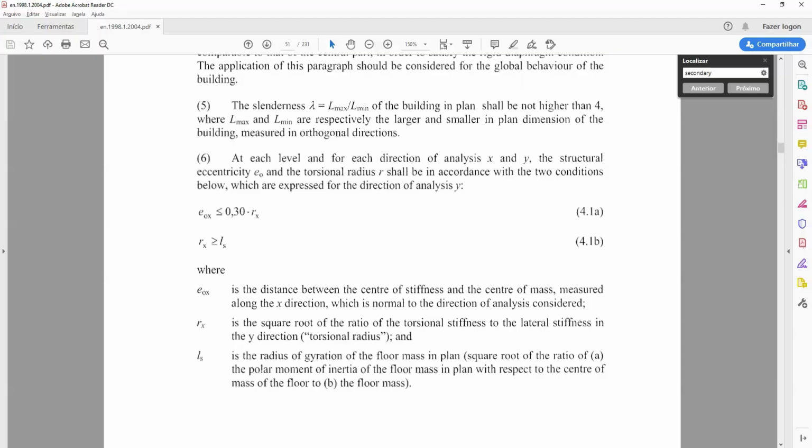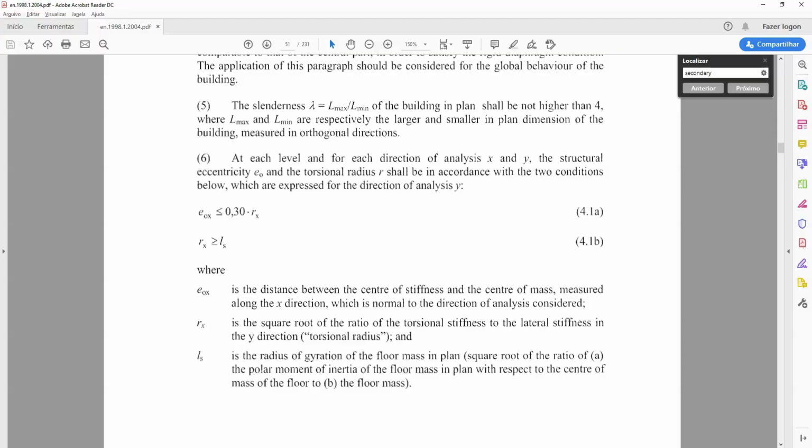The condition 4.1a, E0x being less than 30% of Rx, must be checked in both x and y directions. Basically, this tells us that the eccentricity between the center of stiffness and the center of mass must be less than 30% of the Rx coefficient. Why? Because the Rx coefficient gives us an idea, measured as a length, of the radius of gyration related to the torsional capacity of the structure. If we have a very large eccentricity, a large distance between the center of mass and the center of stiffness, the Eurocode considers that if the proportion of this distance cannot satisfy this expression, we should not consider the structure regular in plan. Being regular in plan allows for better behavior regarding torsion and the torsional capacity of the building.